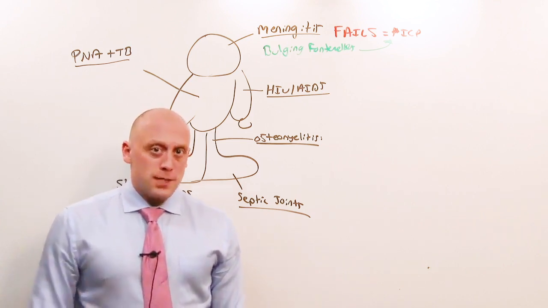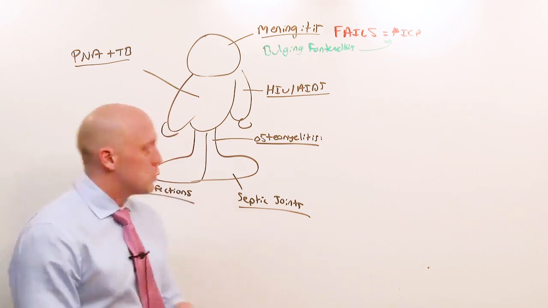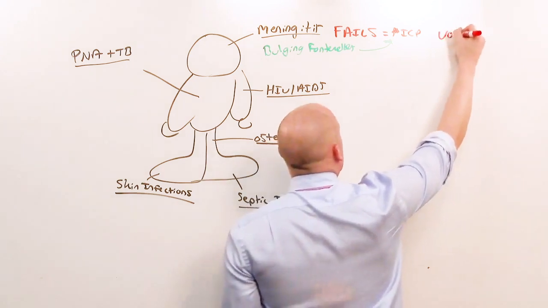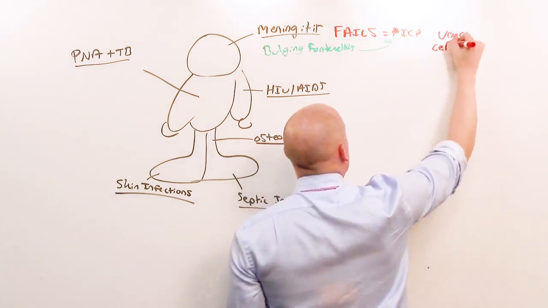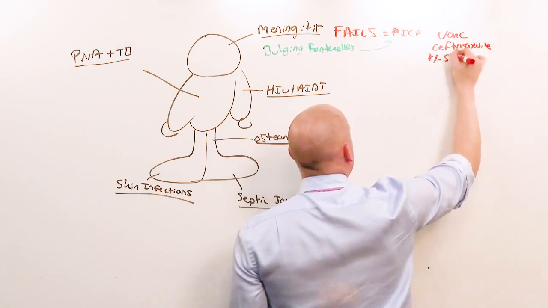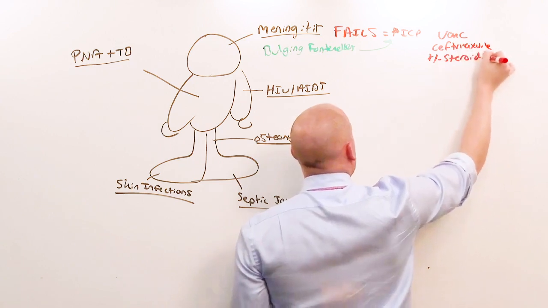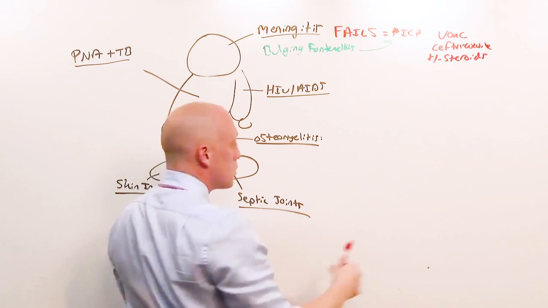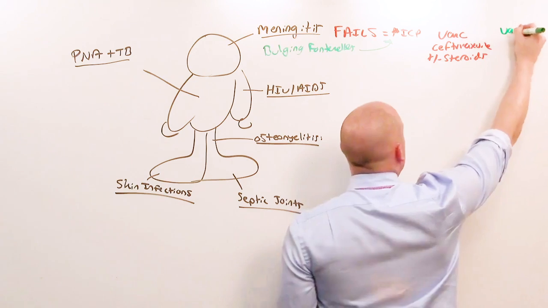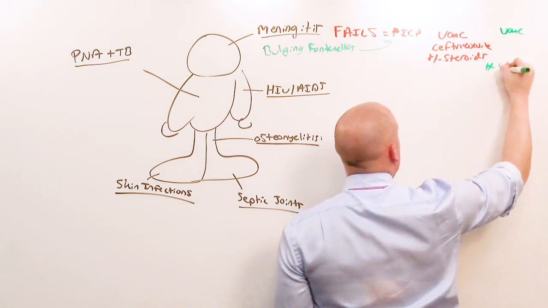And as you treat meningitis, you're going to choose different antibiotics. In the adult world, you picked vancomycin, ceftriaxone, and at the M3 level, everybody gets steroids. In peds, you're going to do something similar. You're going to give them vanc. And at the M3 level, everybody gets steroids.